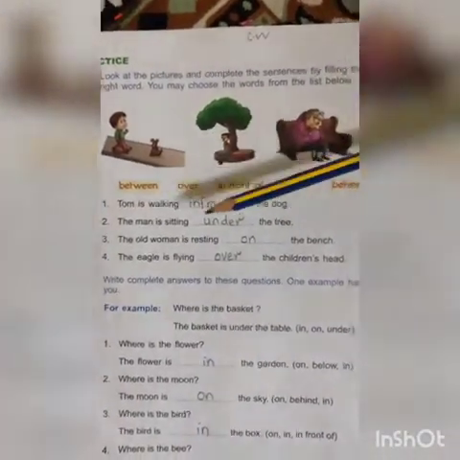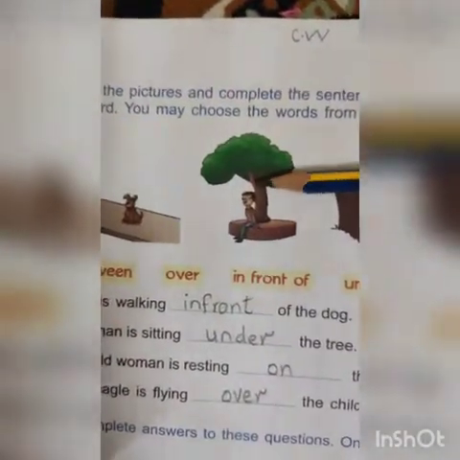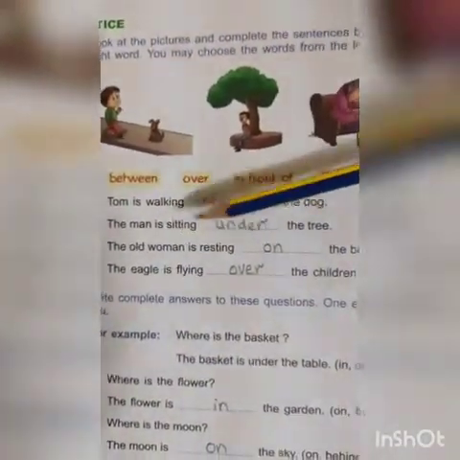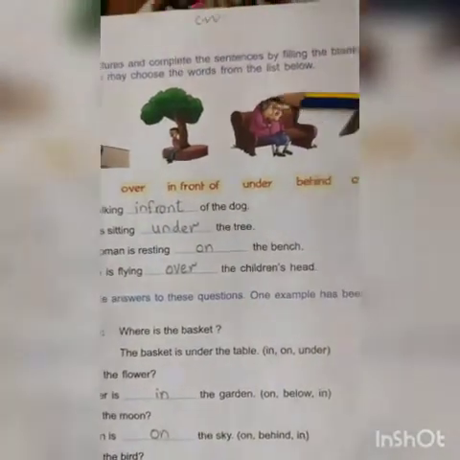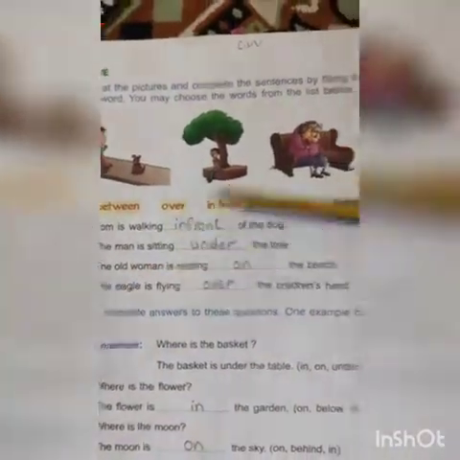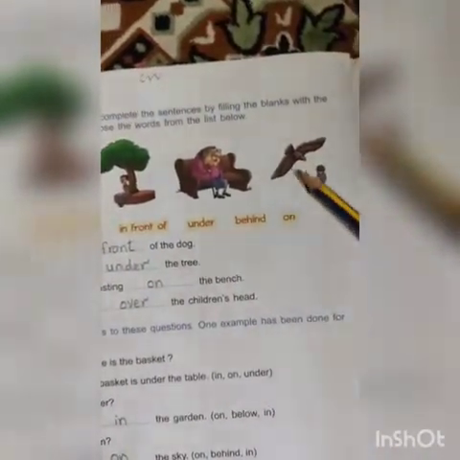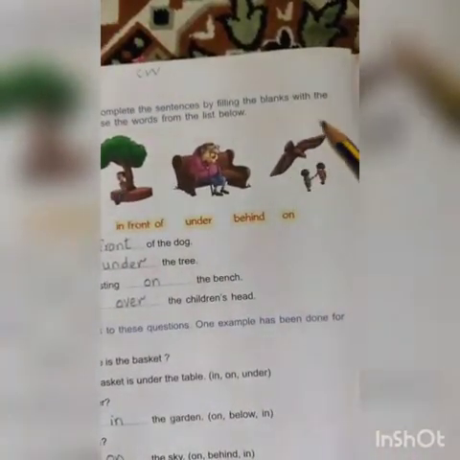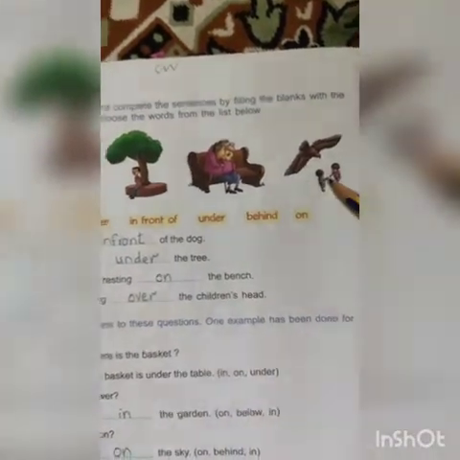The man is sitting dash the tree. The man is sitting under the tree. The old man is resting dash the bench. The old man is resting on the bench. The eagle is flying dash the children's head. The eagle is flying over the children's head.